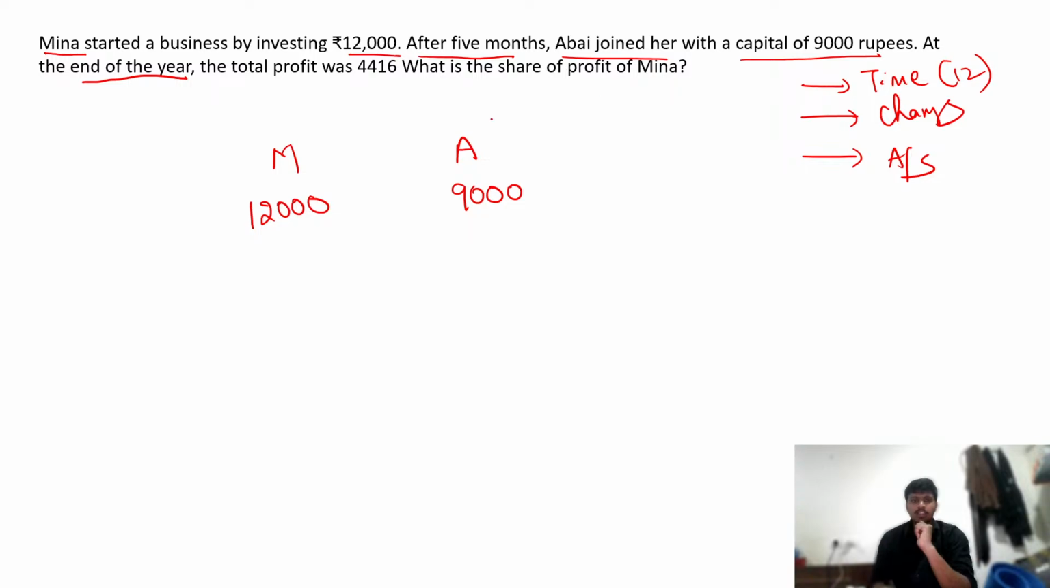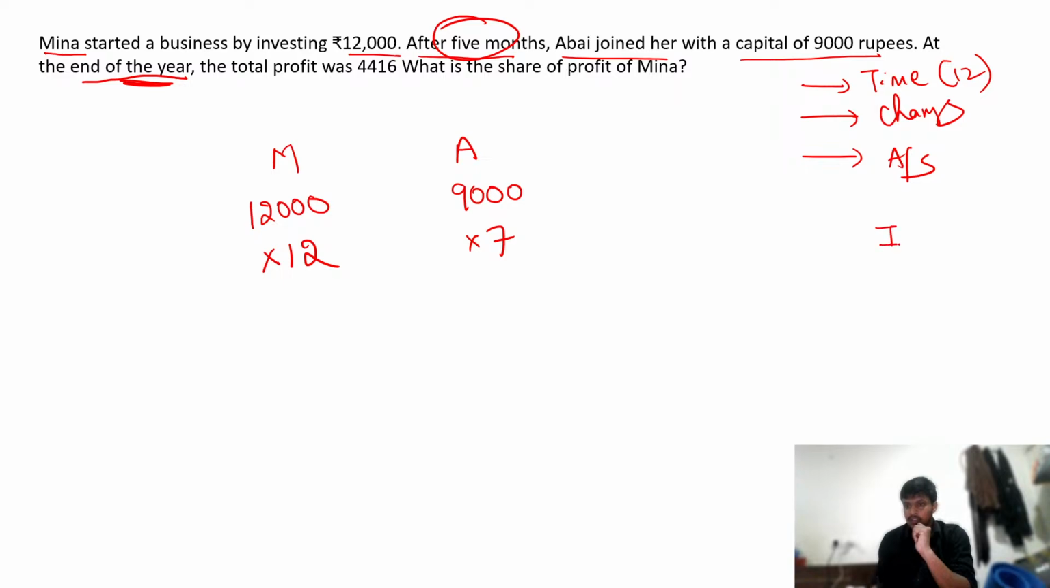Now see, Meena started the business. Yes, we're talking about Meena first. Meena started the business by investing 12,000. If you read the problem completely, there are no changes in Meena's investment. So you can simply write Meena's investment into Meena's time period. Next, Abhay joined her with a capital of 9,000. But after 5 months, we are doing the business for 1 year. Already 5 months are over. Remaining months are only 7.